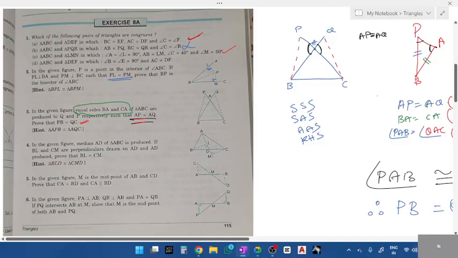Okay, fourth one, just tell me how will you all split the triangle, students? Read the question and tell me how will you all split the triangle?